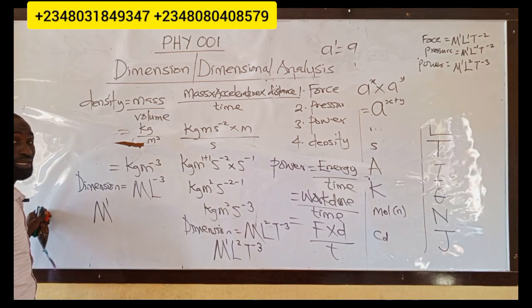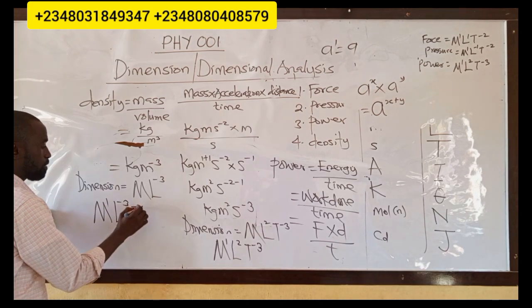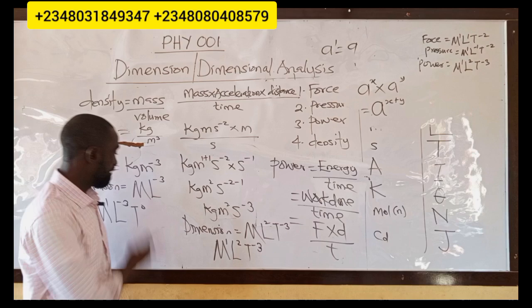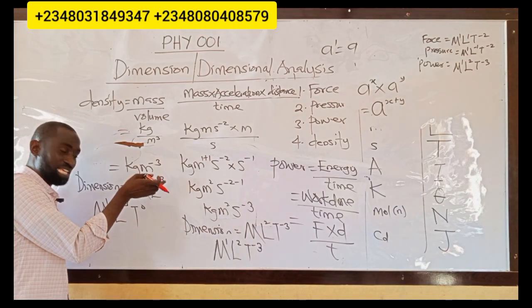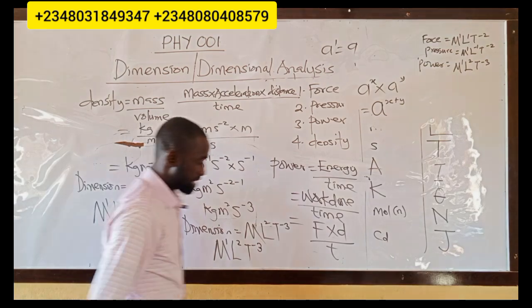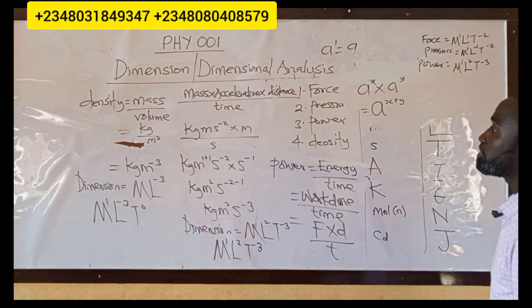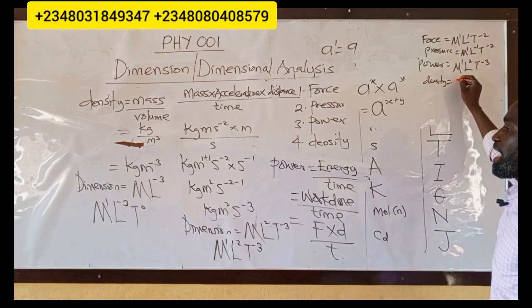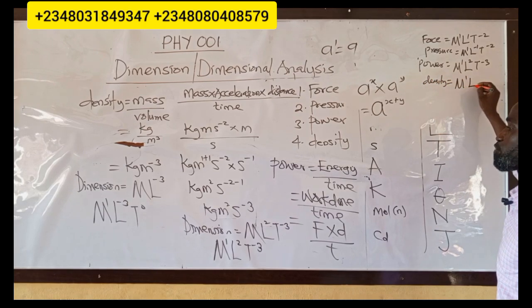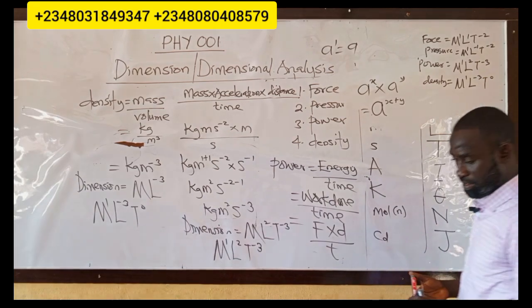So I can finally write this one like this: M to the power 1, L to the power minus 3, T to the power 0. You can have it like this or like this. In the exam, the options can give it either way. So the dimension of density is M to the power 1, L to the power minus 3, and T raised to the power 0.